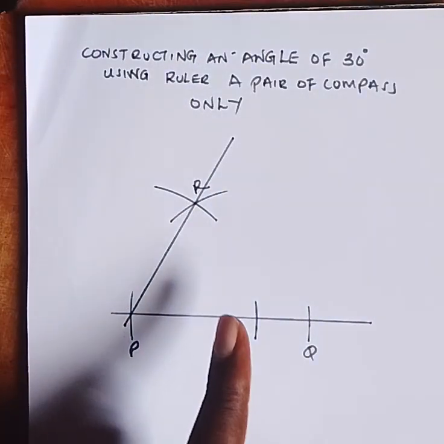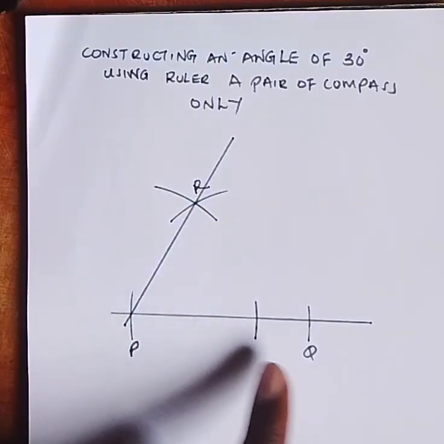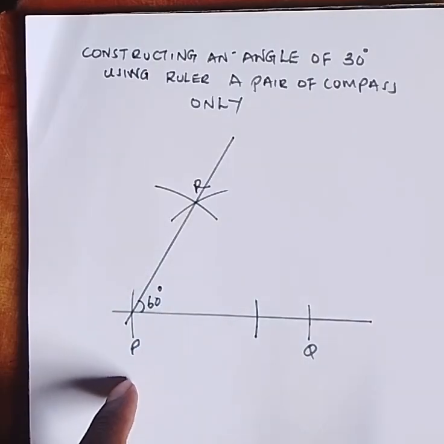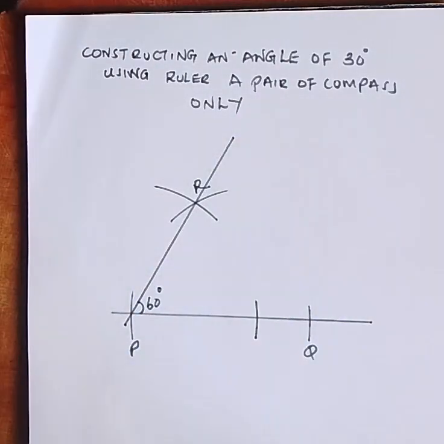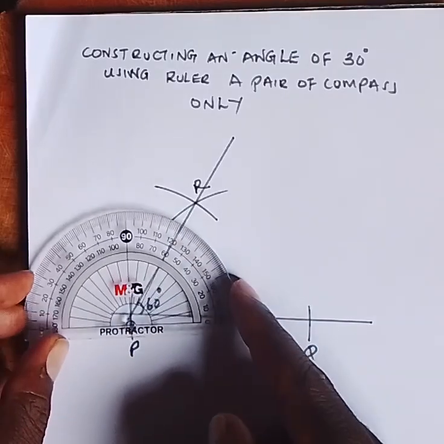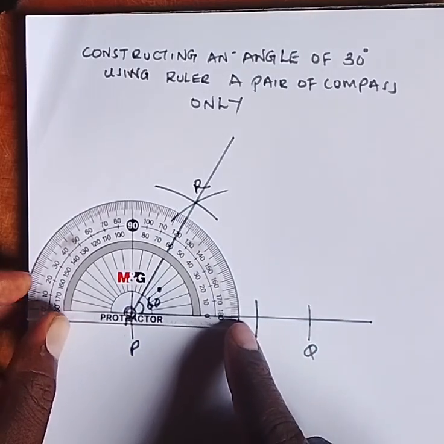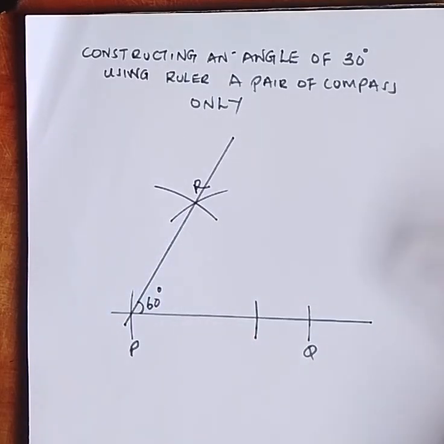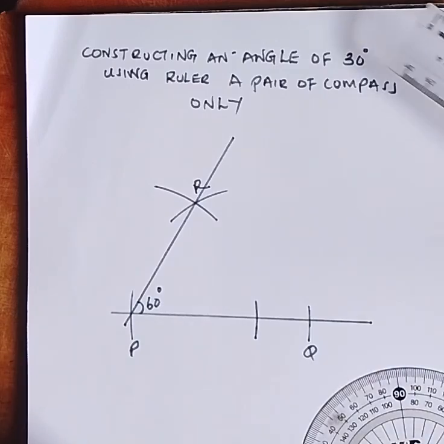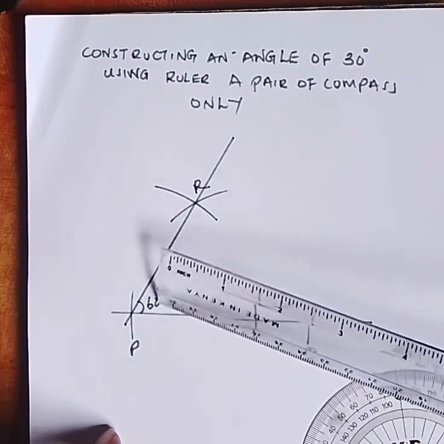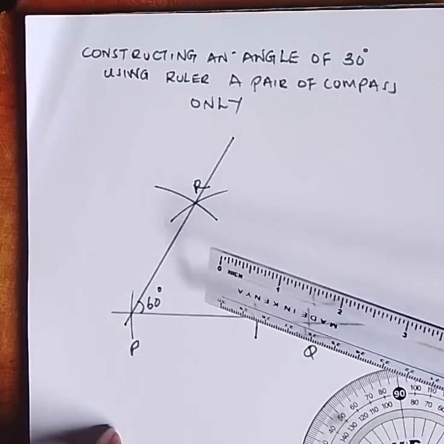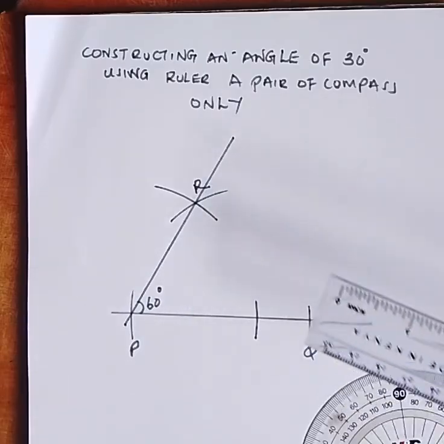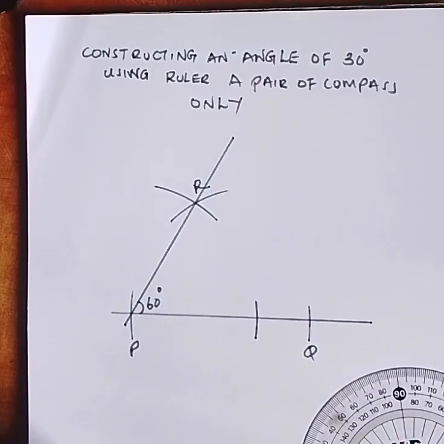So this means RPQ is an angle of 60 degrees. You can confirm using a protractor. You see, that's an angle of 60 degrees. But our question requires us to have an angle of 30. Remember, if we divide the 60 by 2, we are going to get that 30. So, to divide this angle of 60 by 2, we do what we call an angle bisector.